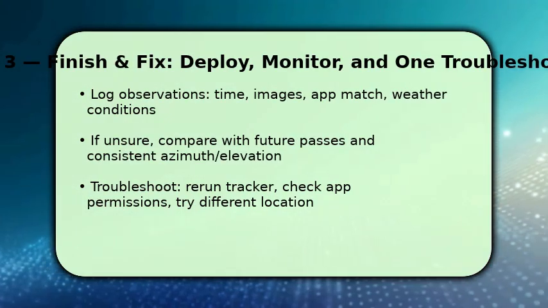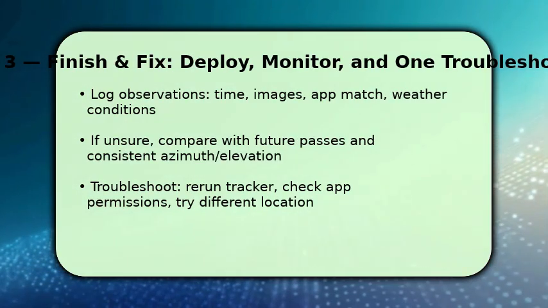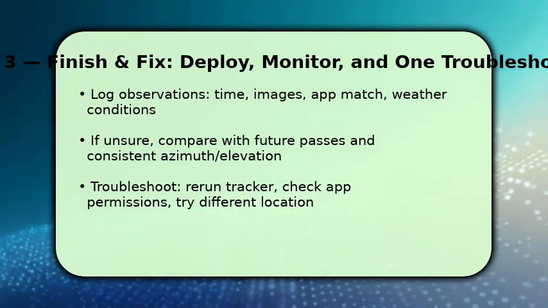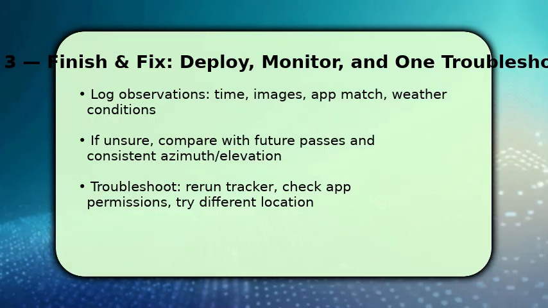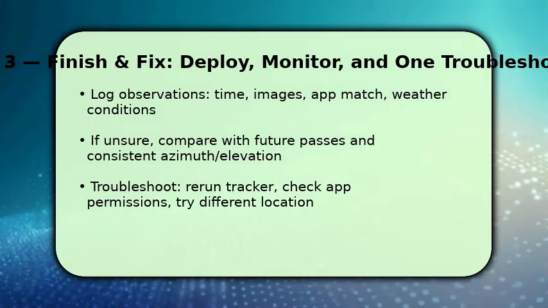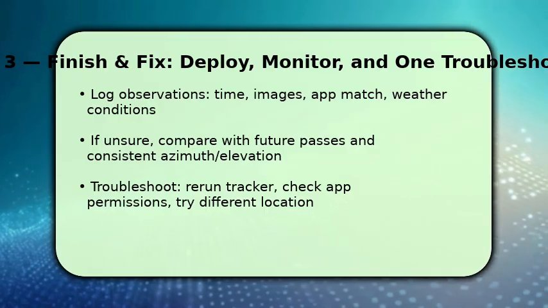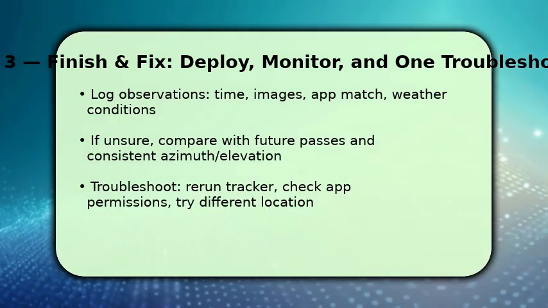You finish by saving and labeling your photos and notes, then cross-check them with the tracker's pass list to confirm identity. If the sighting is ambiguous, repeat on the next favorable pass and look for consistent heading and timing. Repeatability rules out planes. If you get no detection, troubleshoot.